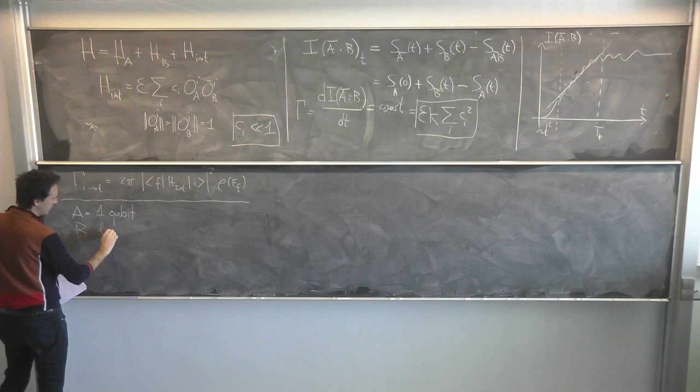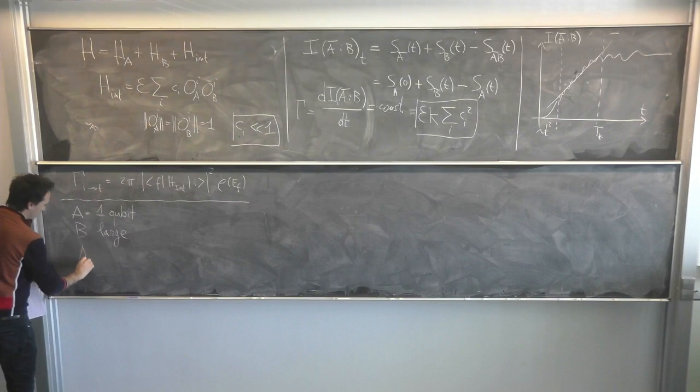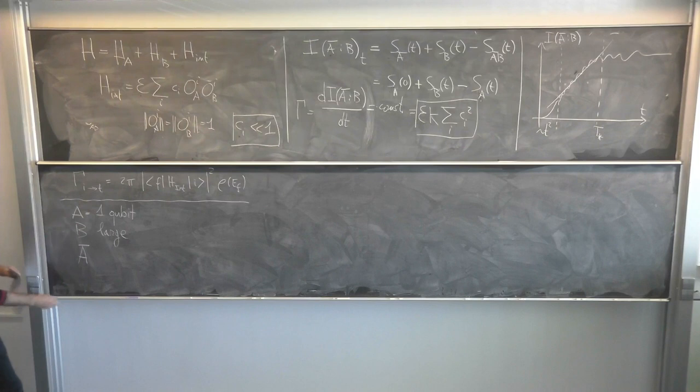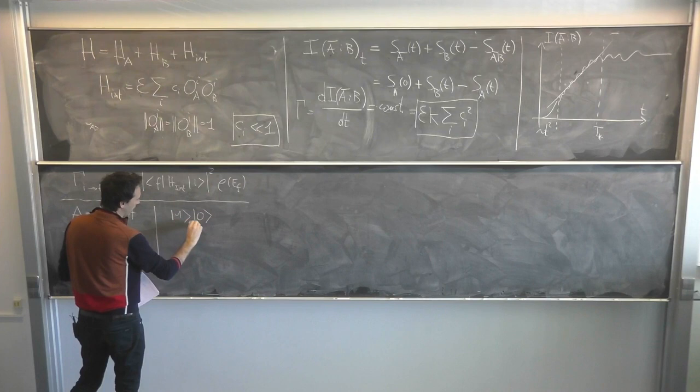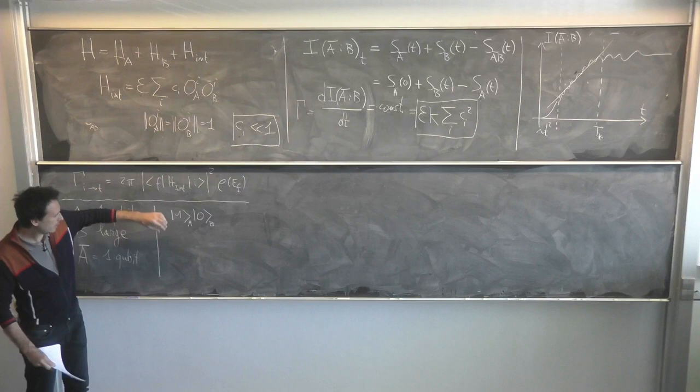And A bar, we are always assuming that the Hilbert space of A bar is the same dimension as the Hilbert space of A, so this is also one qubit. And consider the following evolution. So suppose that we have an initial state on A, B of this form. Let me ignore A bar just for a second.